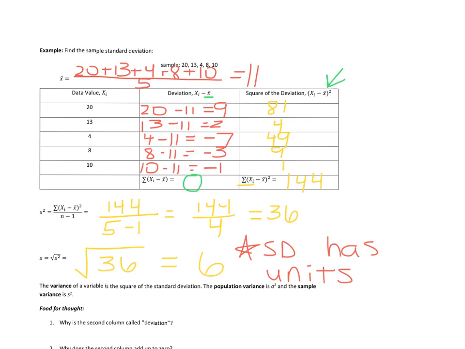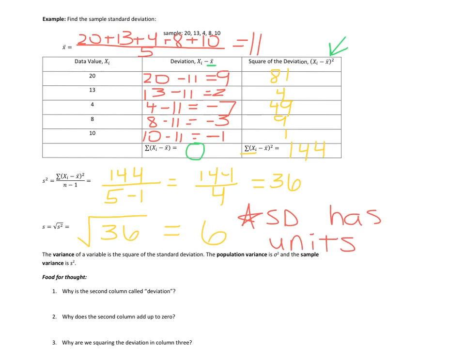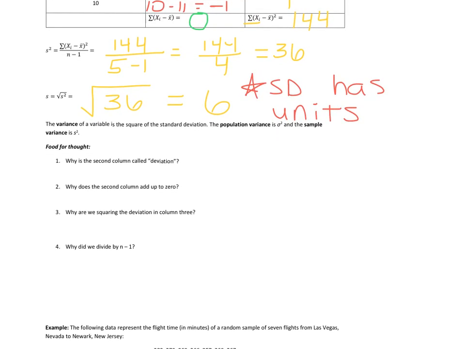Okay, so while we were doing this, we actually came across another definition, another measure of dispersion. It's called the variance. The variance of a variable is the square of the standard deviation. So it's essentially just the stuff underneath the square root. So this 36, before we take the square root, that is your variance. And here's our notation. This is coming from a sample. So we can use S squared. If it was a population, we would use sigma squared. So that's the variance.